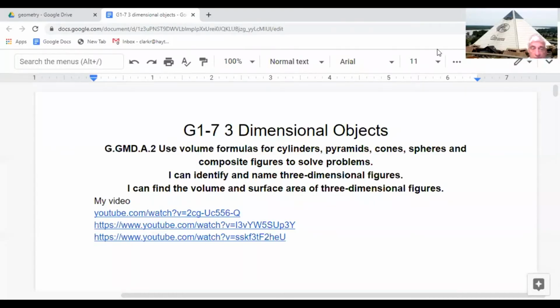This is G17, 3-dimensional objects. G.GMD.A.2: use volume formulas for cylinders, pyramids, cones, spheres, and composite figures. I can identify and name 3-dimensional objects. I can find the volume and surface area of 3-dimensional figures.